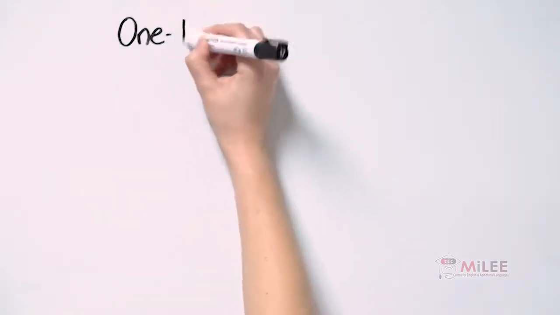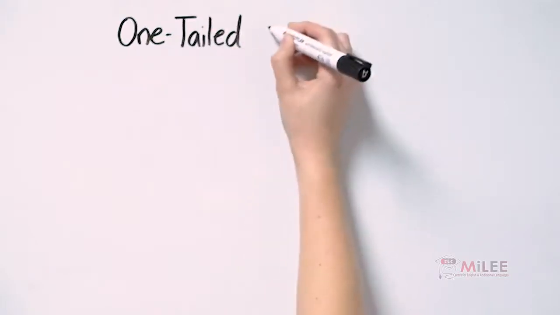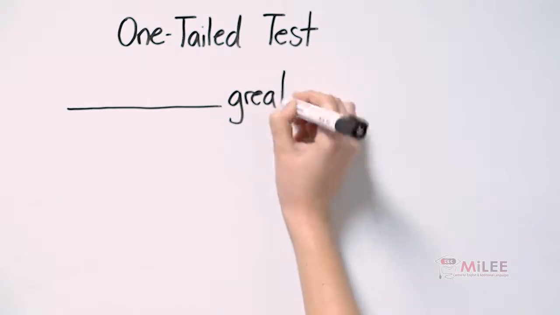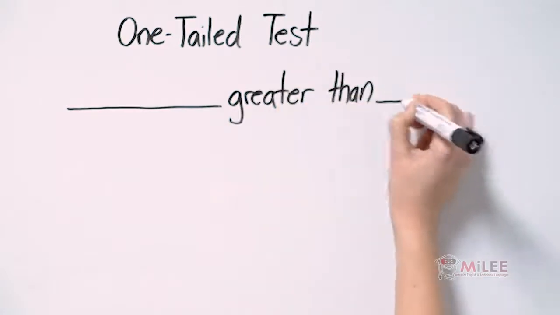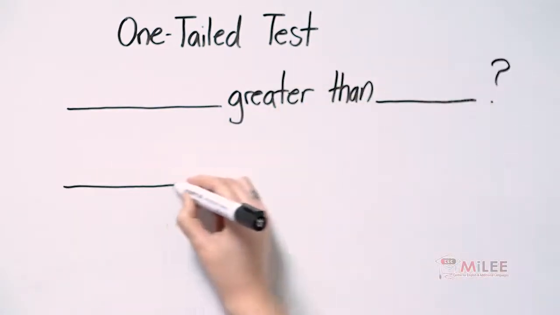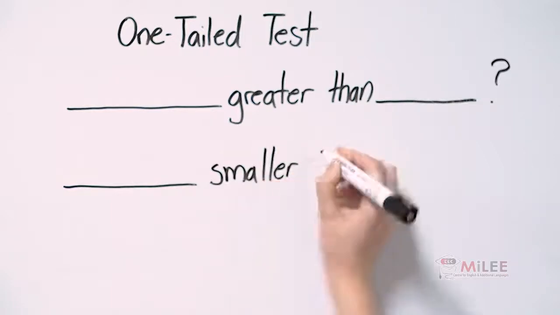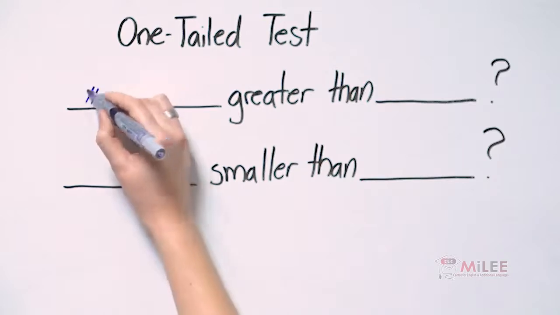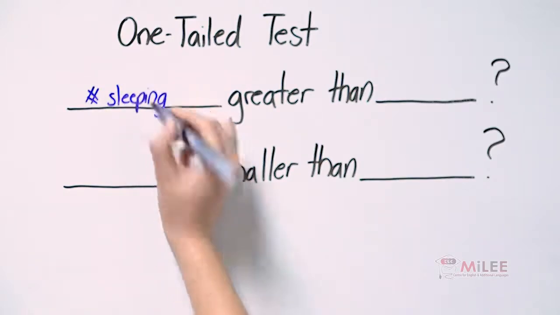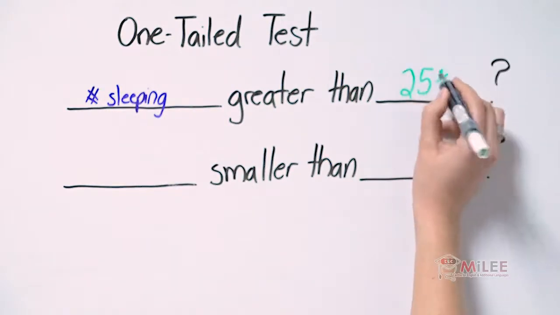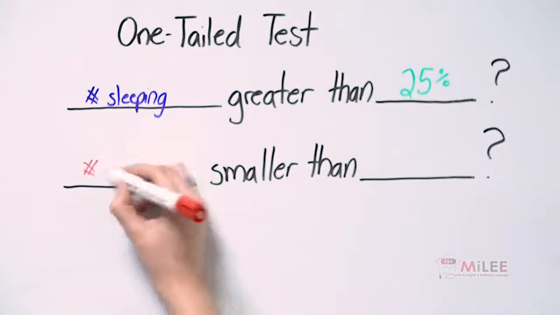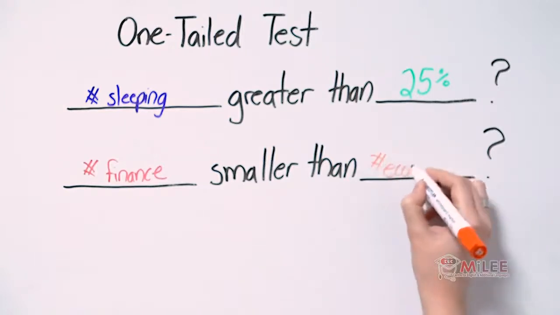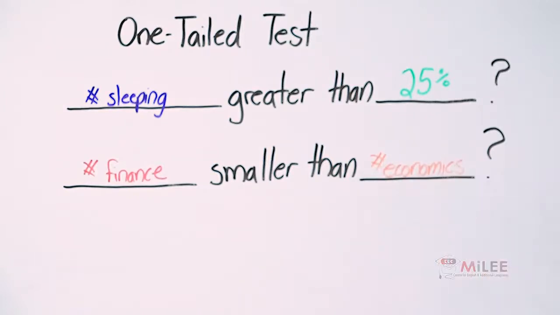A one-tailed test will test either if the mean is significantly greater than a certain expected value, or if the mean is significantly smaller than the expected value, but not both. You use it when your prediction includes a specific direction. For example, is the number of students falling asleep in class greater than 25%? Is the number of students studying finance in Lingnan smaller than the number of students studying economics?